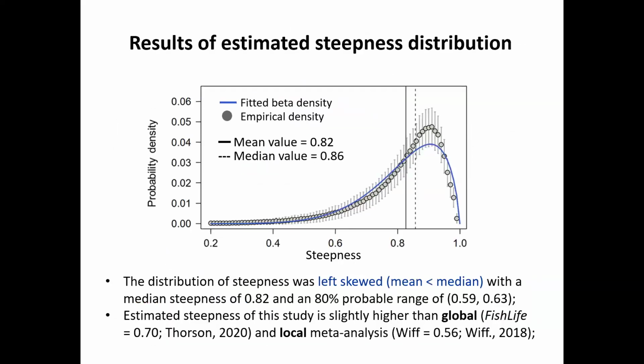Okay, so this slide is the result of the estimated steepness distribution. This is the distribution we estimated from our analysis. The mean value is 0.82, and the median value is larger, at 0.86. In general, the shape of the distribution was left skewed, so the mean value is smaller than the median value, and the confidence interval is within this range. And we compared the estimated steepness from this analysis to the global database, FishLife. The information from FishLife is 0.7. So it's very similar between the two estimation methods.